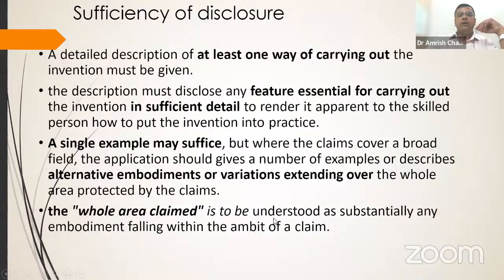The whole idea claimed is to be understood as substantially and involvement falling within the ambit of a claim. So whatever you are claiming, whatever wordings you are putting in the claim, that is what you get the patent on, and you don't get the patent on the whole of the thing that you have described. You get the patent only on the things that you have claimed. And how do you arrive at the claims? You arrive at the claims when you do a very, very exhaustive patent search in order to see what others have done and where is the gap where I can pitch in.